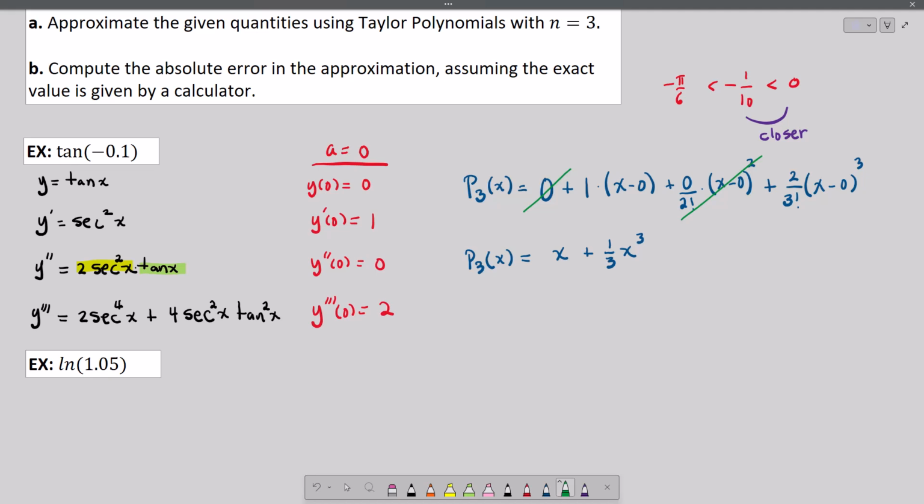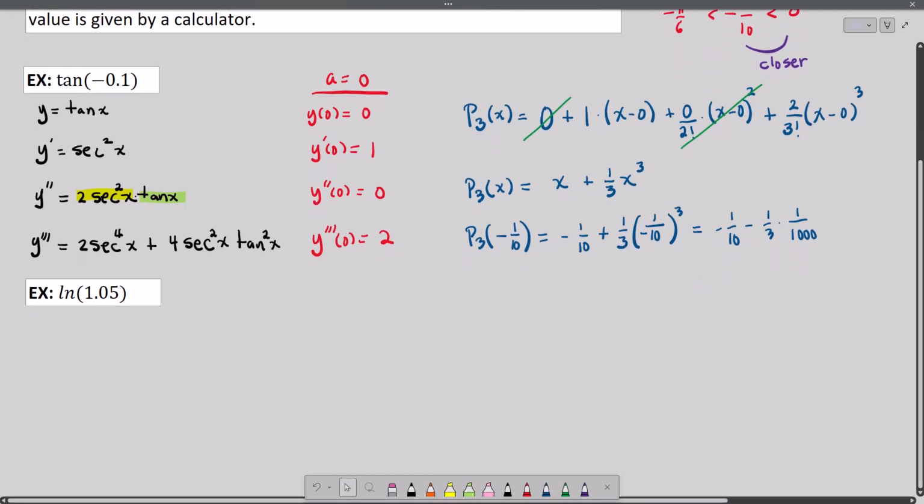So now they're saying, okay, use this polynomial to approximate this value. So p sub 3 of negative 1/10. Let's write it this way. So we're plugging in negative 1/10. So whatever that simplifies to, we get negative 1/10 plus 1/3. Well, I guess we can pull that minus out. That minus is going to be preserved. And we're going to have 1 divided by 1,000. So we just have to get to whatever this is going to be.